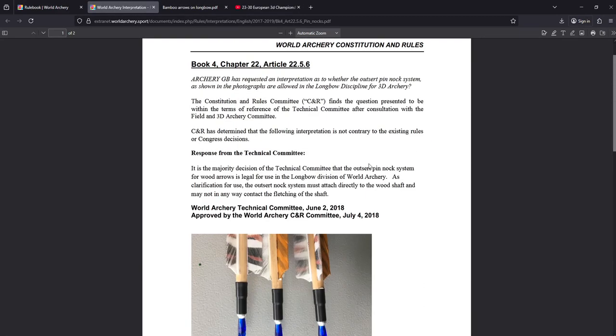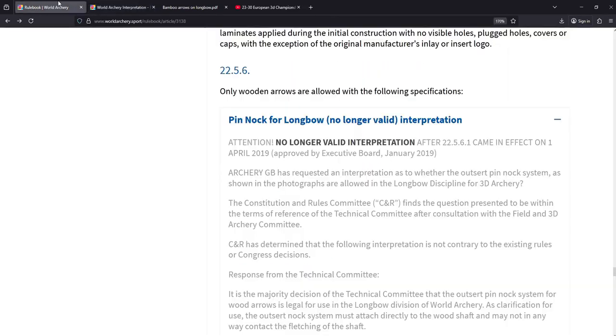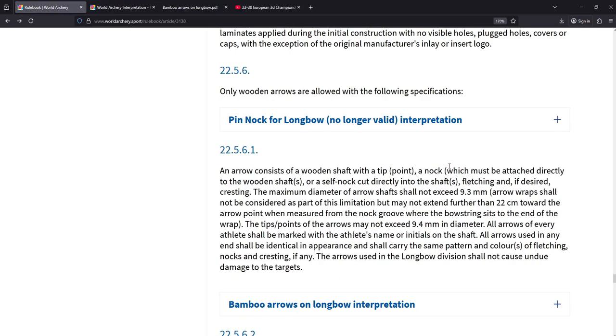So originally this was legal in World Archery, but it's now invalidated, which I assume is because it says refer to this rule, which came into effect in 2019. This directly says that it must be on the shaft directly, which I assume means you cannot have a pin nock system. You can have the nock itself attached to the shaft, but you can't have the nock attached to a pin attached to an outsert attached to the shaft. That's what I think it means. Okay, so it can be self-nock or it can be directly attached.